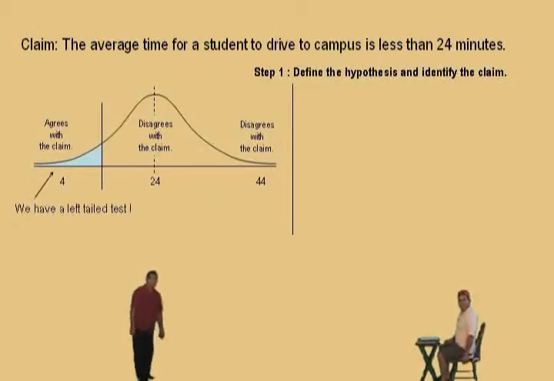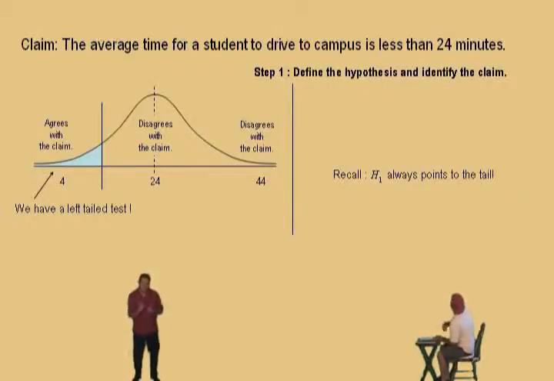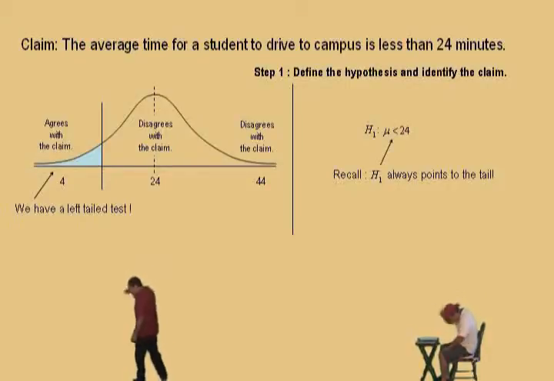There it is, okay? Now, here we go. Remember, from our previous lectures, we saw that the alternate always pointed to the tail. That was the kind of little cheat step there. So, since we have a left-tailed test, our alternate hypothesis is what, Charlie? Mu is less than 24. Mu is less than 24. It's pointing to the left.